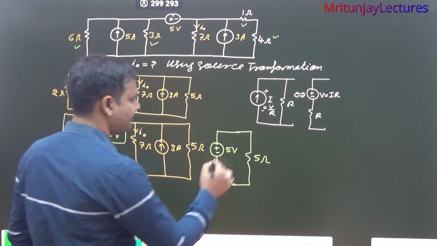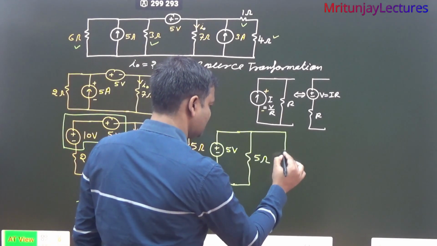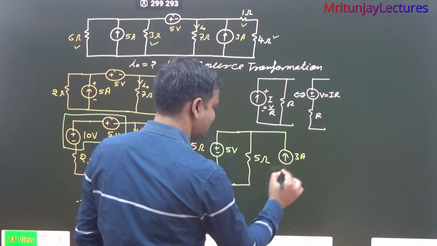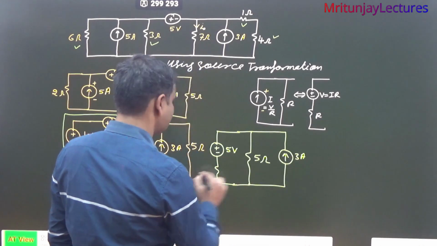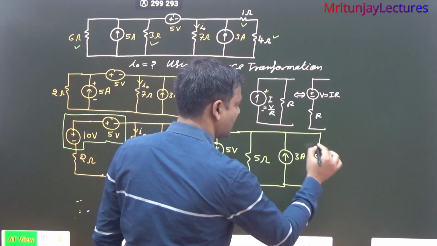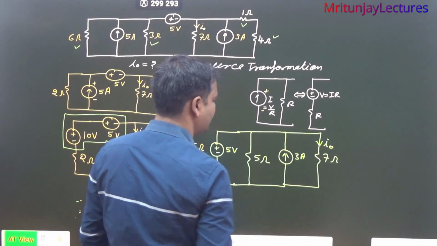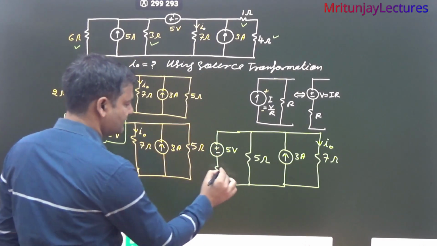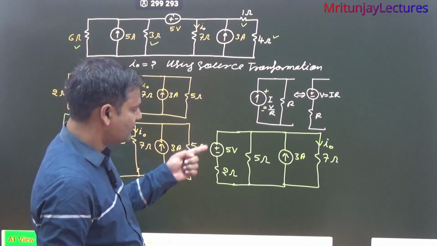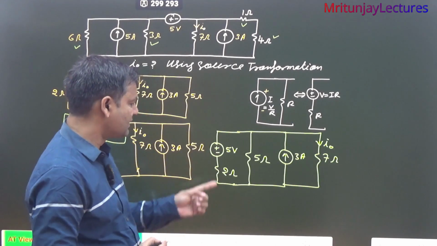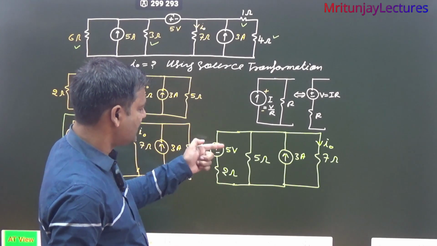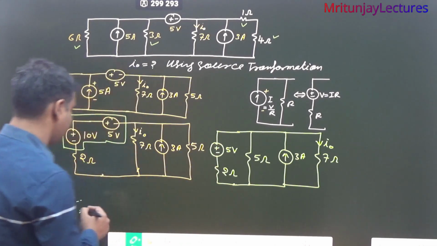So this one is written here, and the current source is 3 ampere, and that 7 ohm connects here, and our motor determines I naught. Okay, and this one is 2 ohm. Again this one is converted into current source. If this one is converted into current source, then how much?